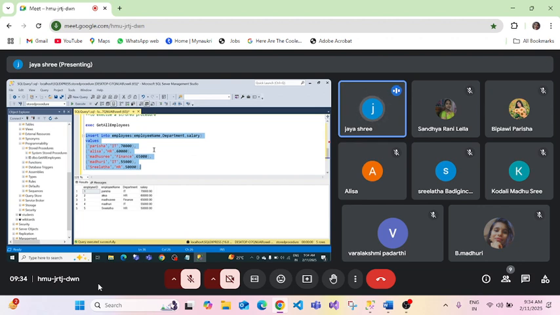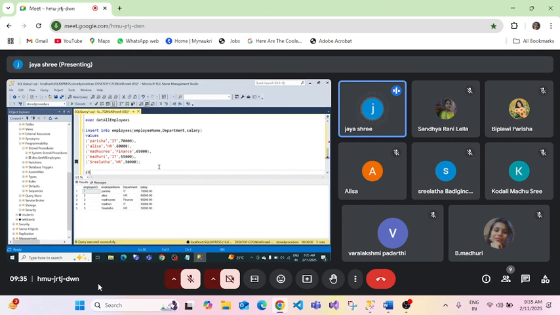Control K C. Yeah, Control K C means that will be the multi-line comment. Control K U means that is the uncomment. Okay. Is it clear, right, everyone?